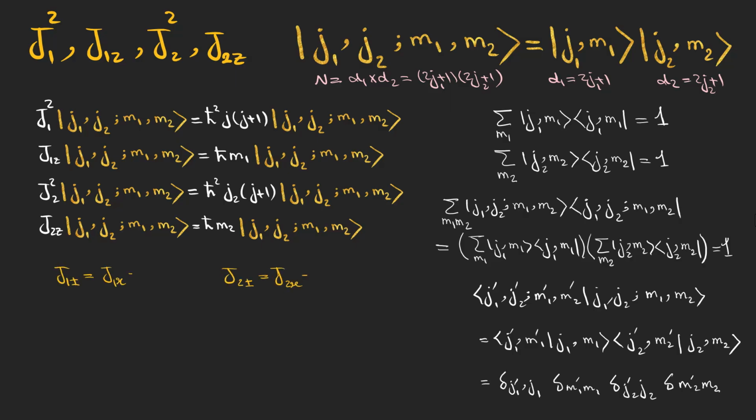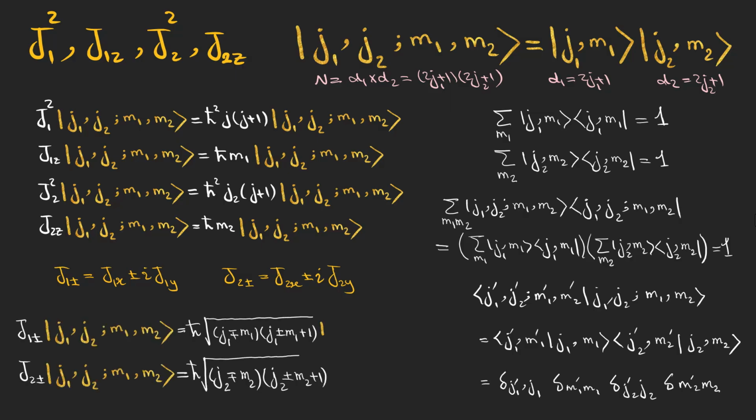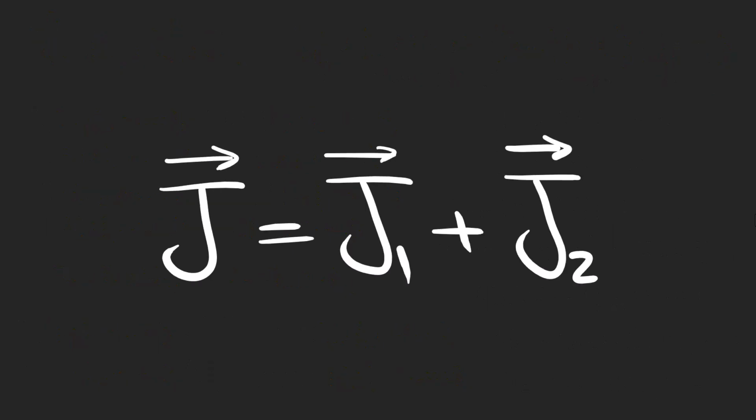Another concept we need to add two angular momenta is raising and lowering operators for each angular momentum. The first one acts on M1 and the second one acts on M2. Now let's get back to the problem of adding these two angular momenta.